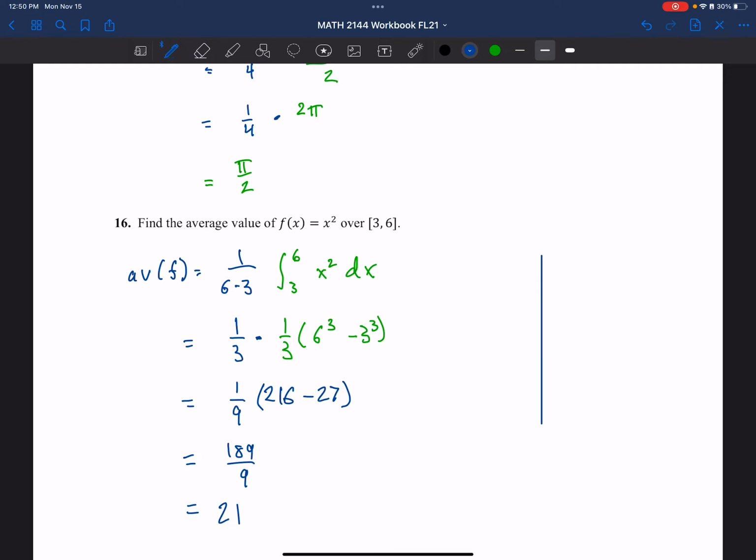I would encourage you maybe just to visualize the quadratic function right here from 3 to 6 and look at how that plays out. Anyone have any questions? All right.